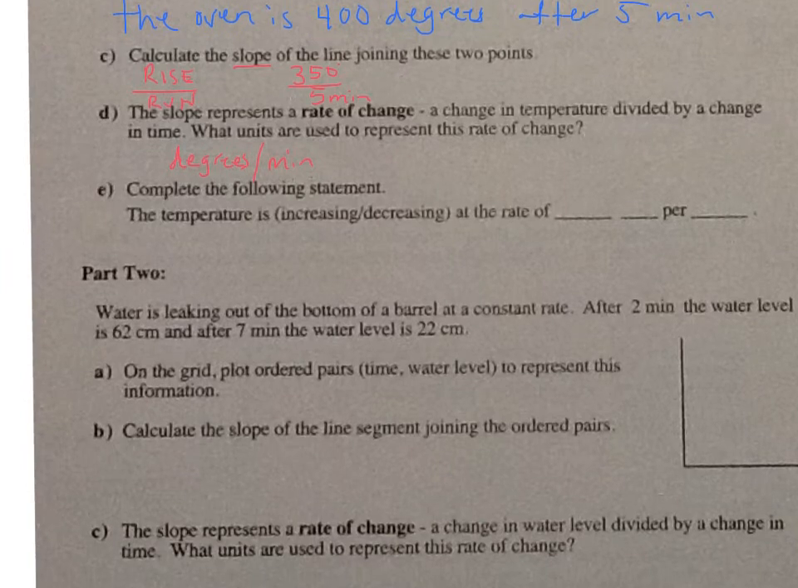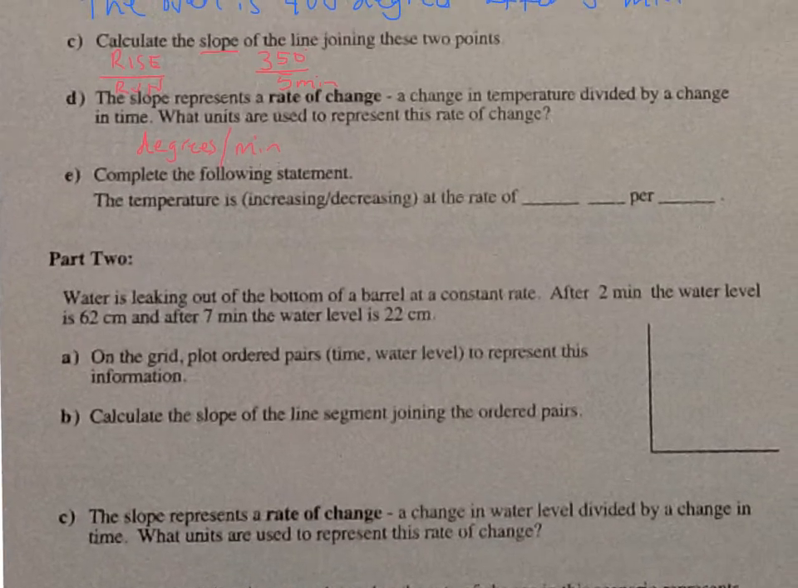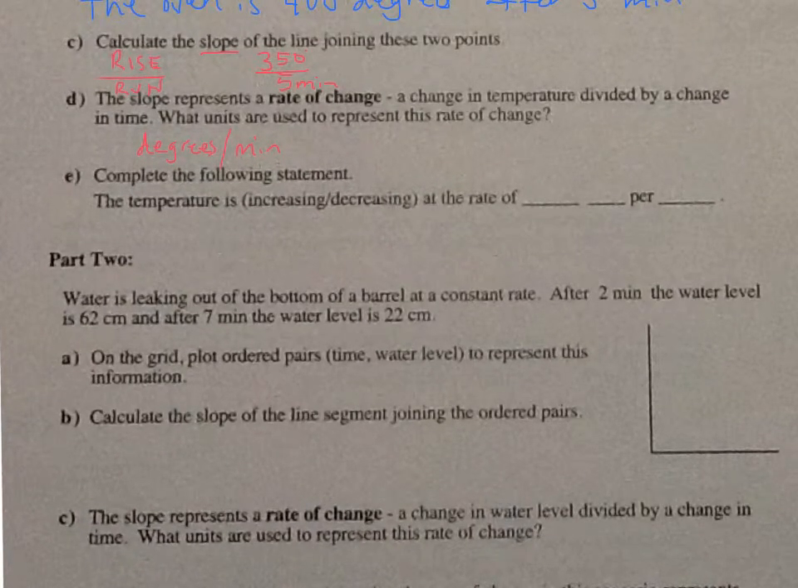All right, let's check out the next one. Complete the statement. The temperature is increasing at a rate of, well, if you divide 350 by 5, you get 70 degrees per minute. That's your rate of change. Part 2.